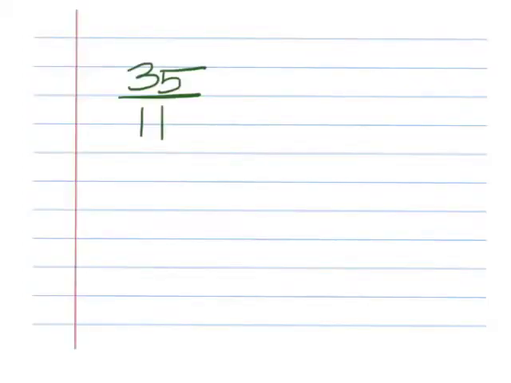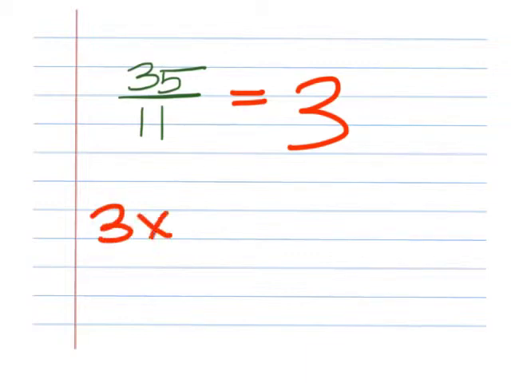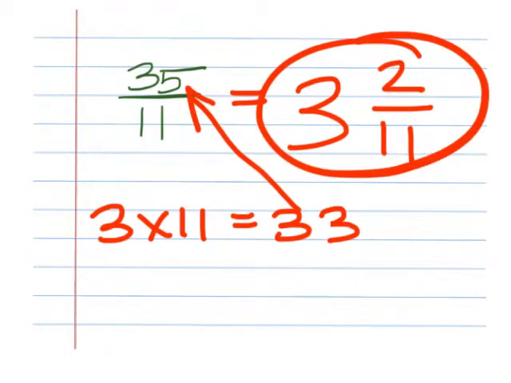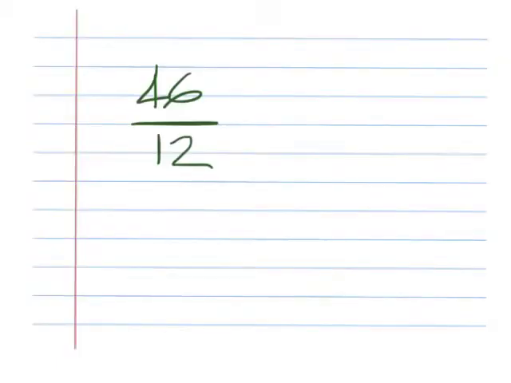Solution for practice number 1. 11 will go into 35 3 times. 3 times 11 is 33, and the difference between 33 and 35 is 2. 3 and 2 over 11. Practice number 2.